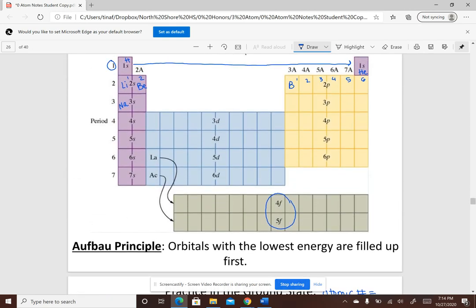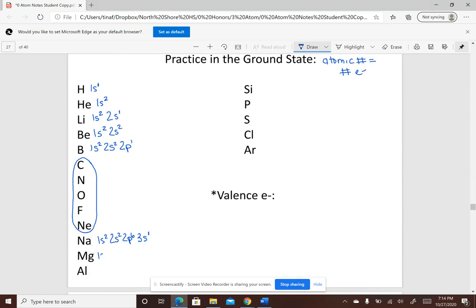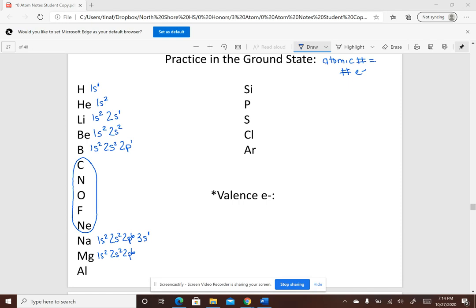Magnesium is right next to sodium. So I'm going to have everything that came before it, 2s2, 2p6. But now I'm in the third row, the s block, and I'm in the second spot. So there's 2 electrons there. Okay.